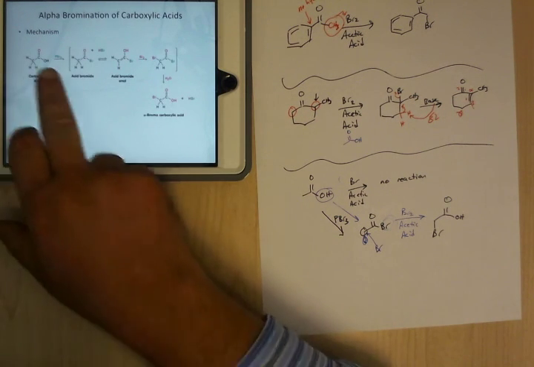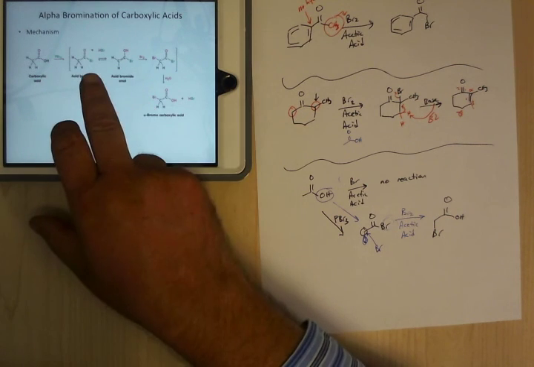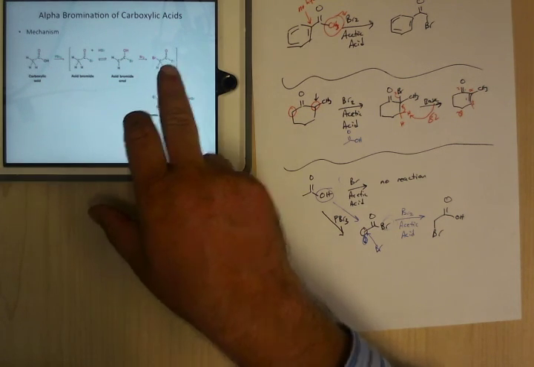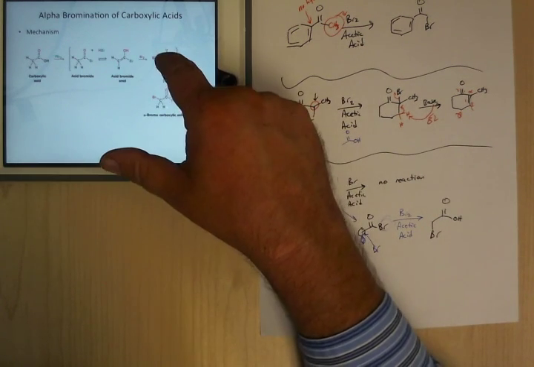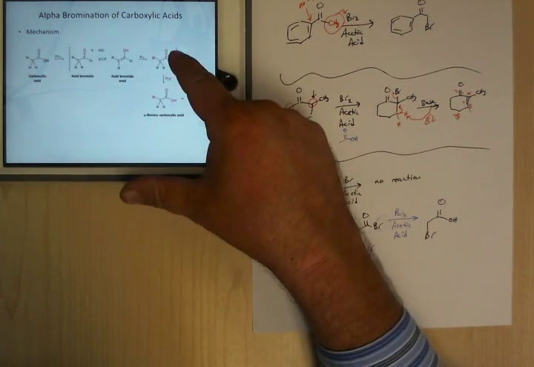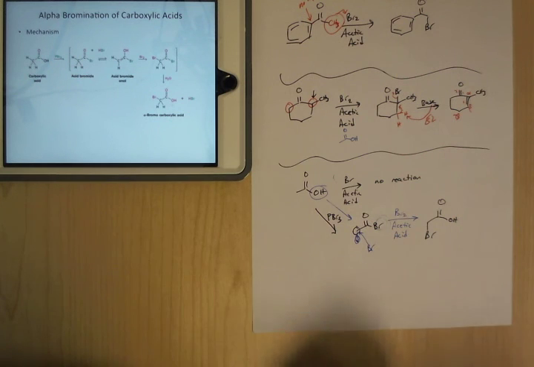Okay, so here's the mechanism, right? All we're doing is installing the bromine here. So you make the enol, install the bromine, and then the water will attack. You dump in water at the end.